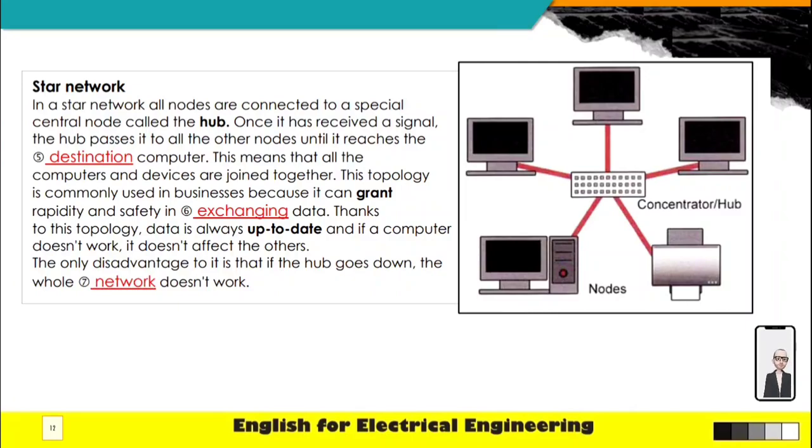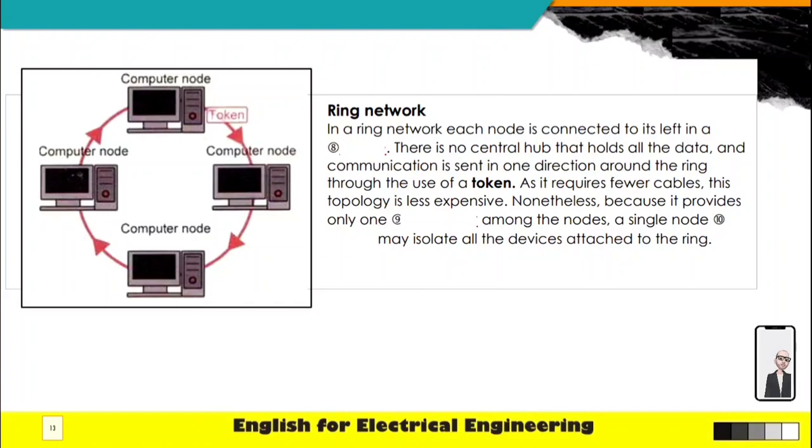Ring network. In a ring network, each node is connected to its left in a circle. There is no central hub, and the communication is sent in one direction around the ring through the use of a token. As it requires fewer cables, this topology is less expensive. Nonetheless, because it provides only one pathway among the nodes, a single node failure may isolate all the devices attached to the ring.